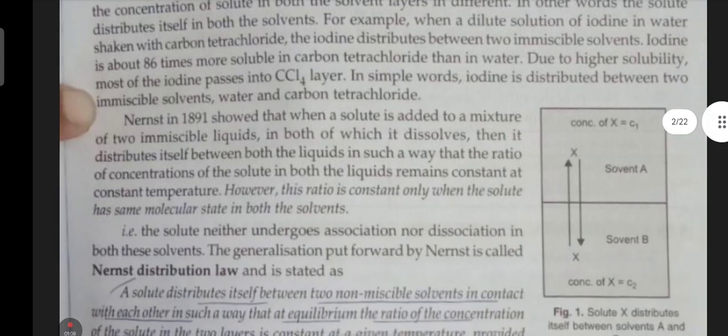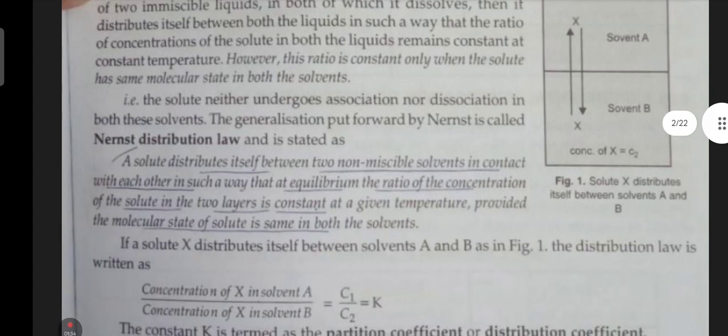Nernst in 1891 showed that when a solute is added to a mixture of two immiscible liquids, in both of which it dissolves, then it distributes itself between both the liquids in such a way that the ratio of concentration of the solute in both the liquids remains constant at constant temperature. However, the ratio is constant only when the solute has the same molecular state in both the solvents. That is, the solute neither undergoes association nor dissociation in either of the solvents.